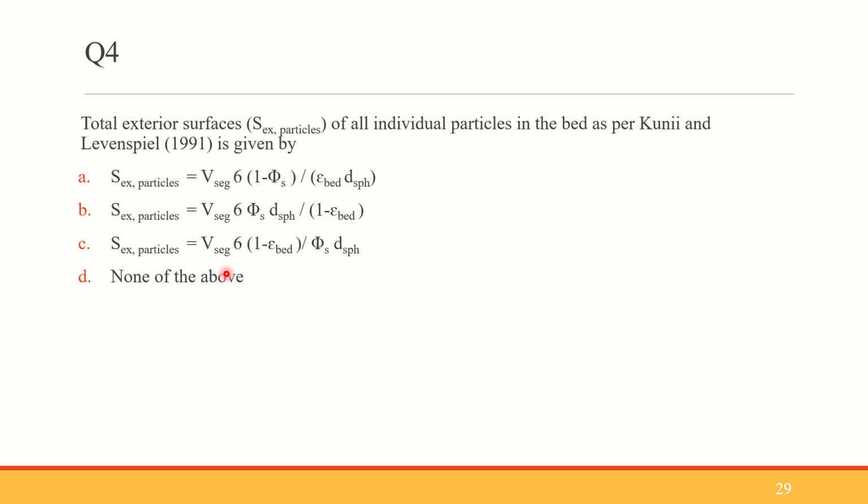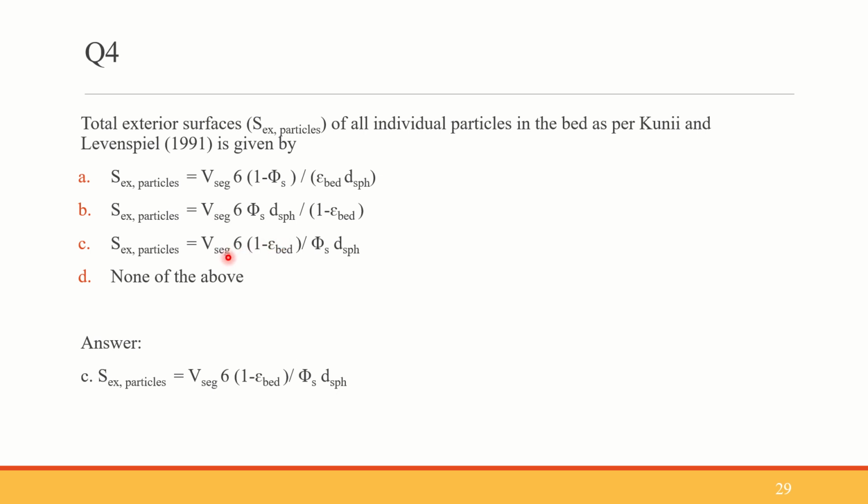So my guess is C. Option C is the right answer. So total exterior surface area of the particle is equal to V segment, that is volume of the segment, into 6 into 1 minus epsilon bed divided by phi s into d sphere. So here the volume of the particles is given by V seg into 1 minus epsilon bed.